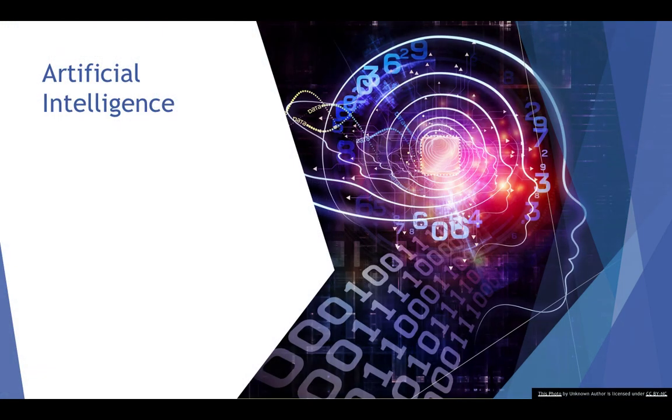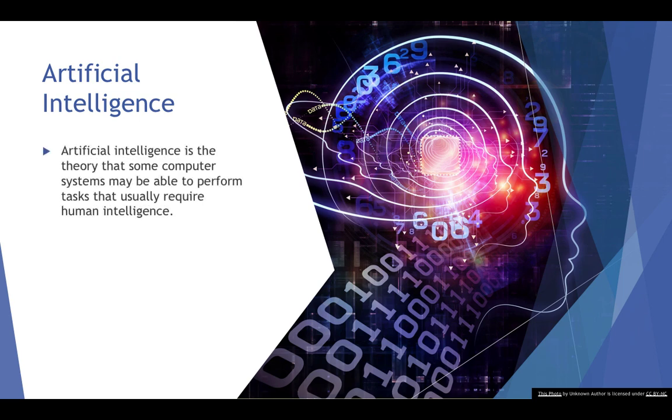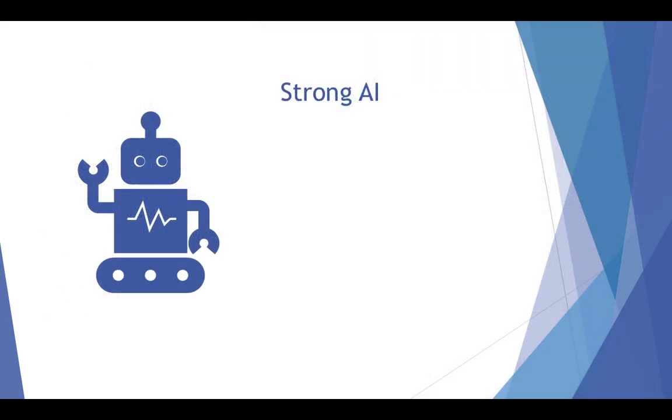Okay, so what is artificial intelligence? Well, artificial intelligence is a theory that some computer systems may be able to perform tasks that usually require human intelligence. That's the basic pragmatic understanding. And there are two types of AI that we look at when we're looking at the philosophy of artificial intelligence. There's the idea of strong artificial intelligence, and then the idea of weak artificial intelligence.